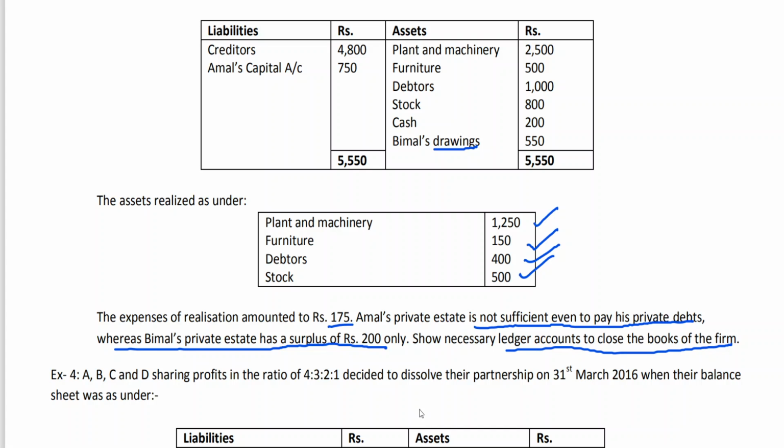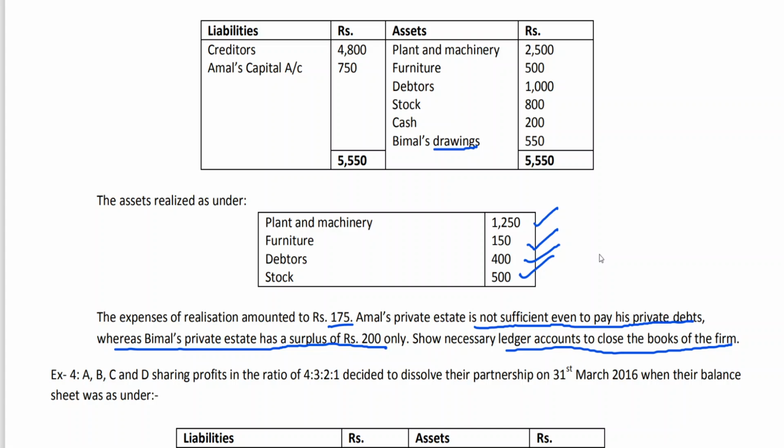Now, when he is talking about private assets, why is he talking about private assets? Sorry, Amal's private estate, not asset here. Amal's private estate is not sufficient even to pay his private debts, whereas Bimal's private estate has a surplus of rupees 200 only. That means Amal doesn't have any private assets. Private estate is nothing but private asset. You can sometimes use the word asset or estate. It has the same meaning.